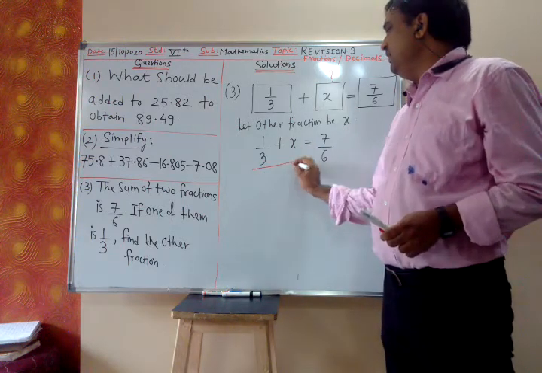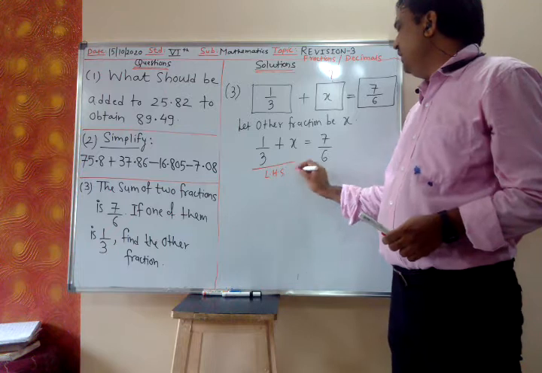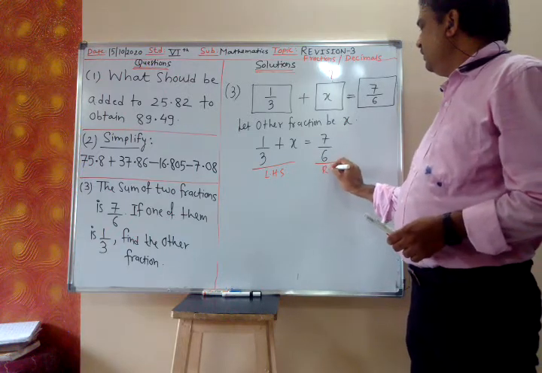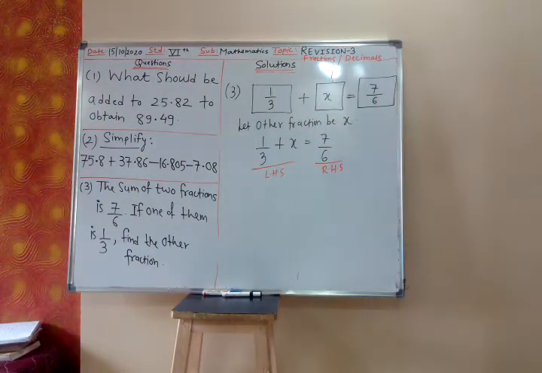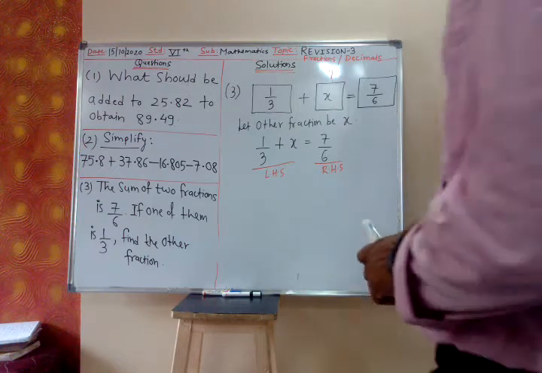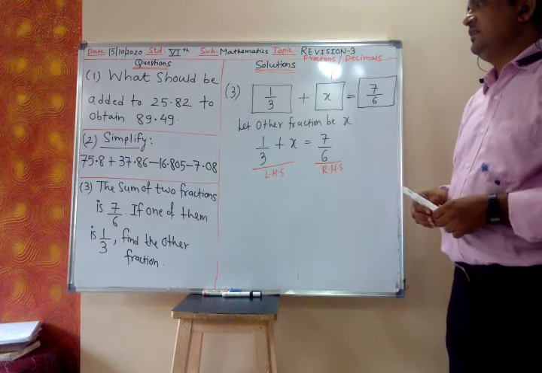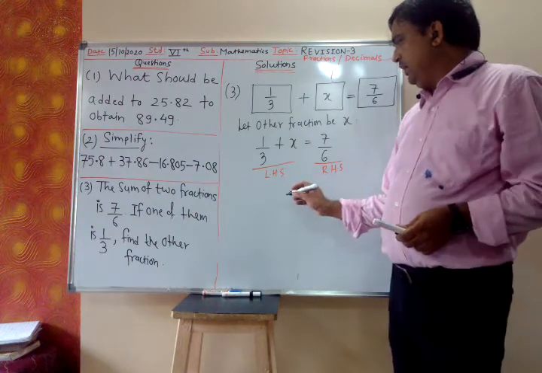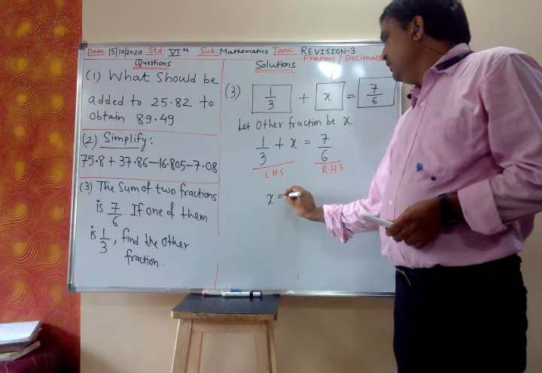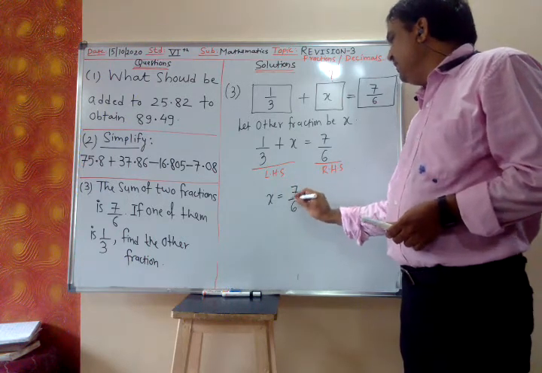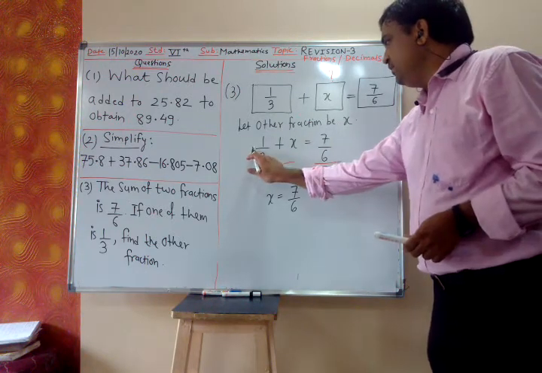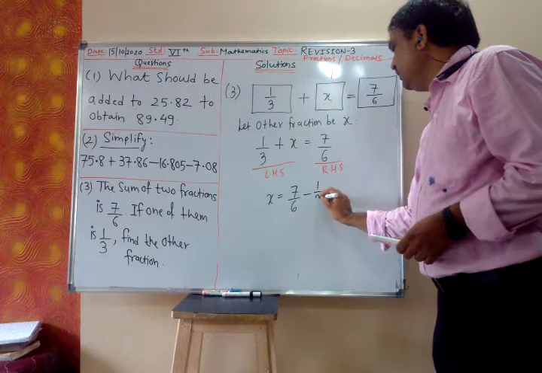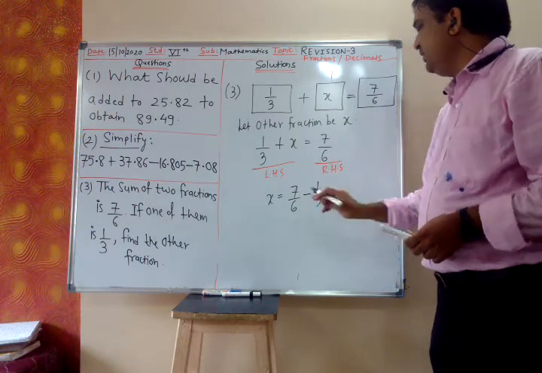Before equal to is my left hand side. After equal to is my right hand side. So whenever you change the side of the number, the sign changes. So x is equal to 7 by 6 minus 1 by 3. So plus 1 by 3 becomes minus 1 by 3.